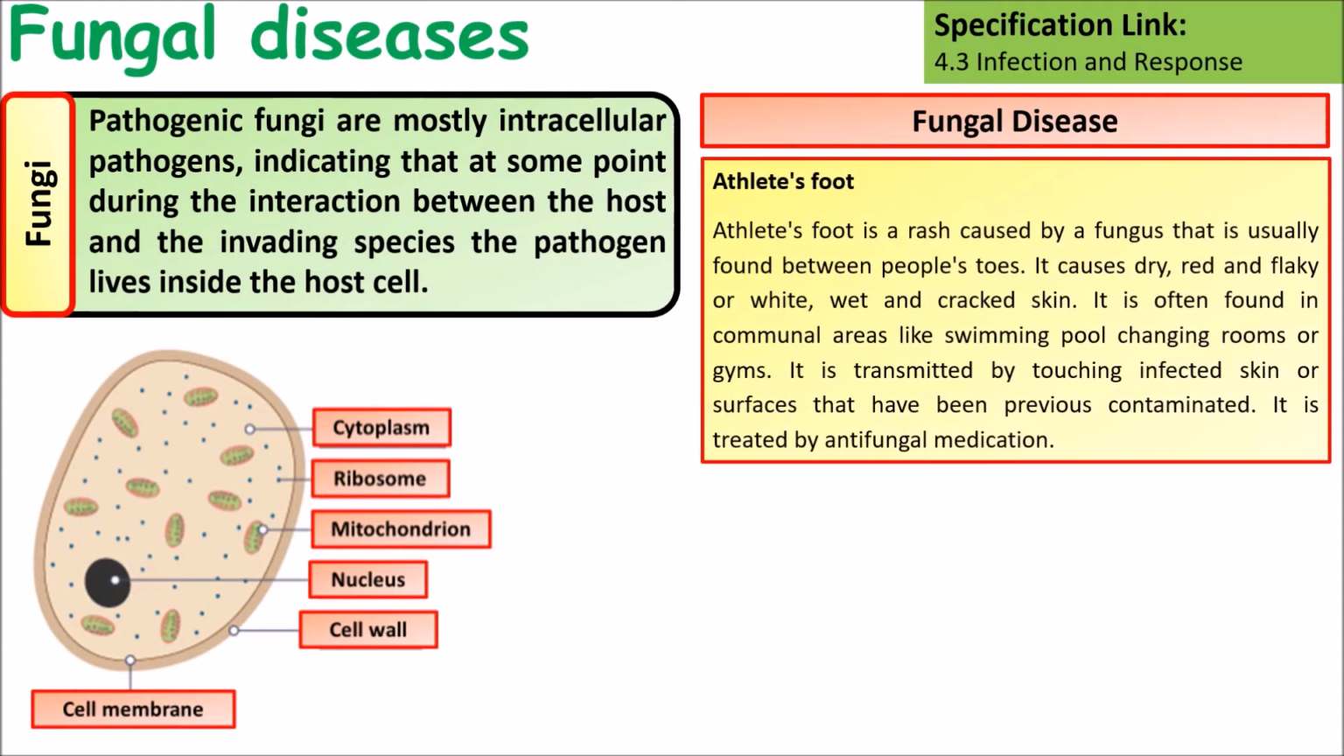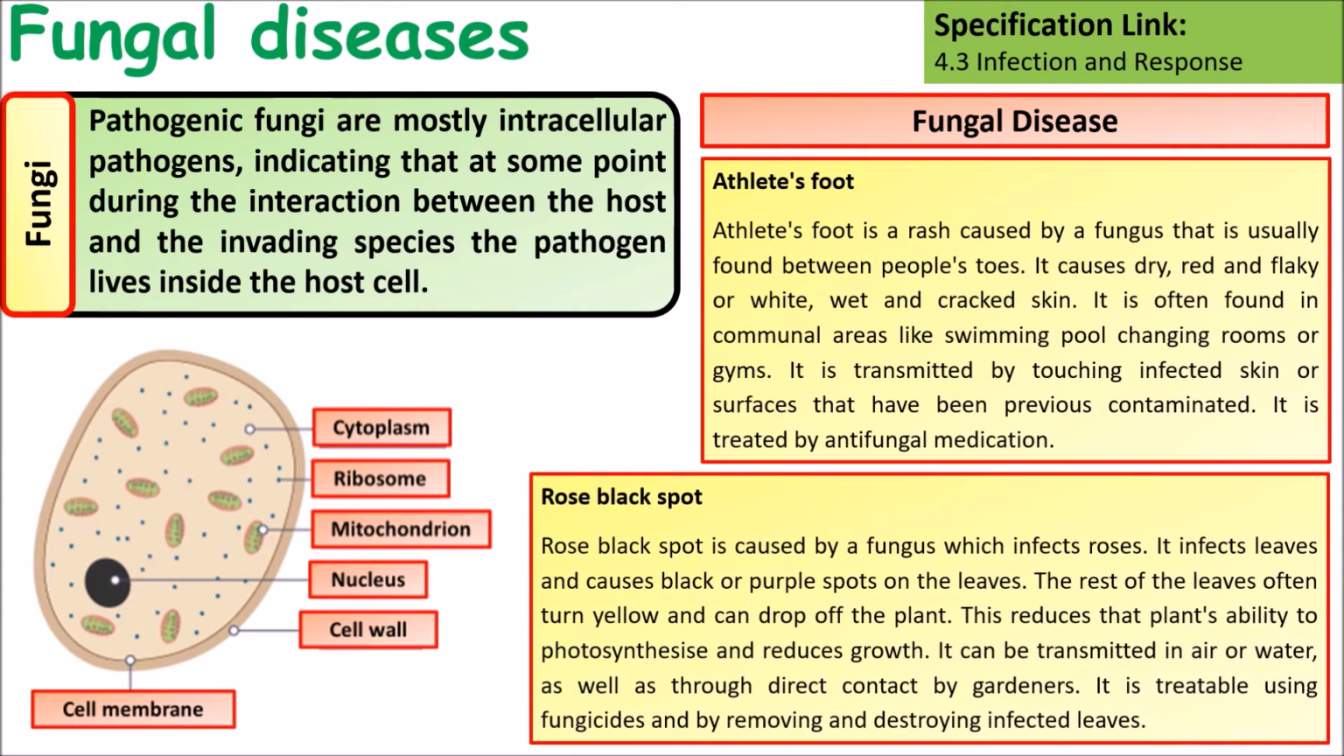So, some examples of fungal diseases: athlete's foot. Athlete's foot in humans is a rash caused by a fungus that is usually found between people's toes. It causes dry, red, flaky, or white, wet, and cracked skin. It is often found in communal areas like swimming pools and changing rooms, and it's transmitted by touching infected skin or surfaces.